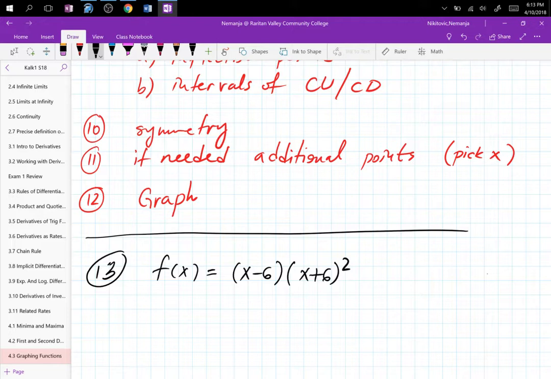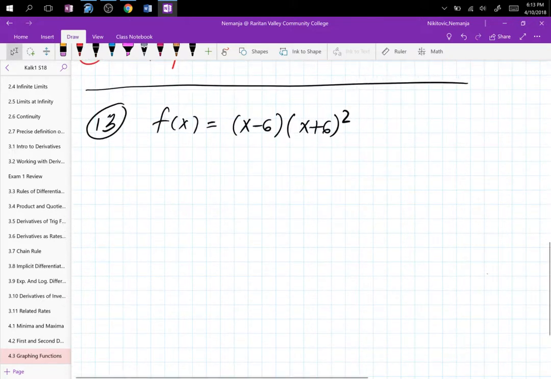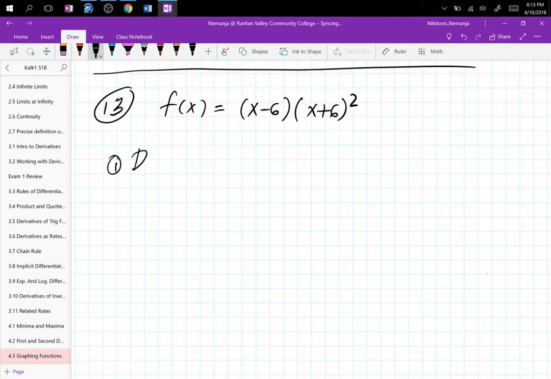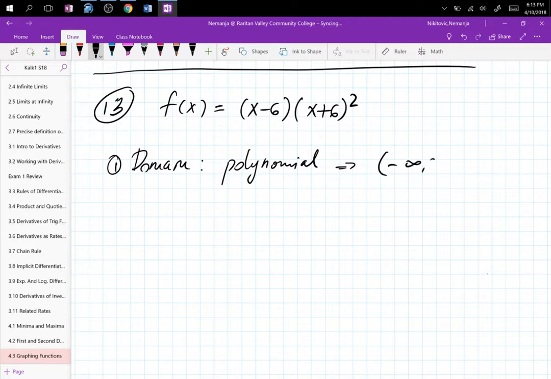Oh, actually I need more than that. All right, so what's happening here? Well, we're going to go down the list. Number 1, domain, polynomial. And we had the theorem in pre-calc 1 which said that the domain has to be negative infinity to positive infinity for all polynomials. That's the first thing.